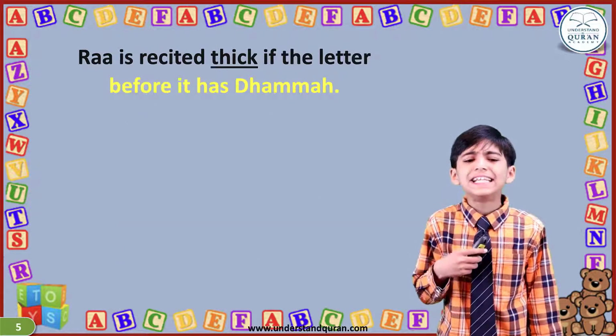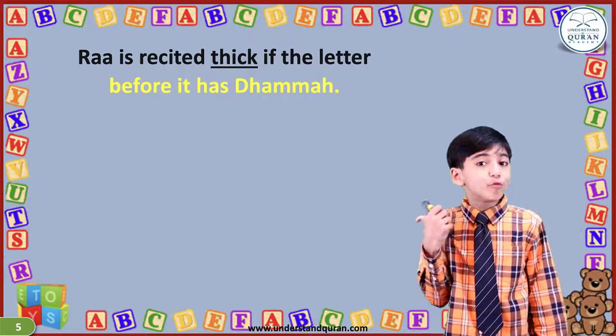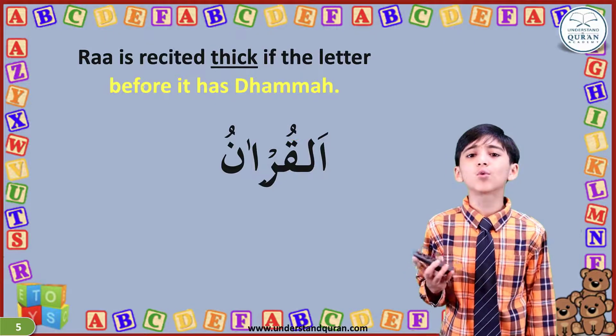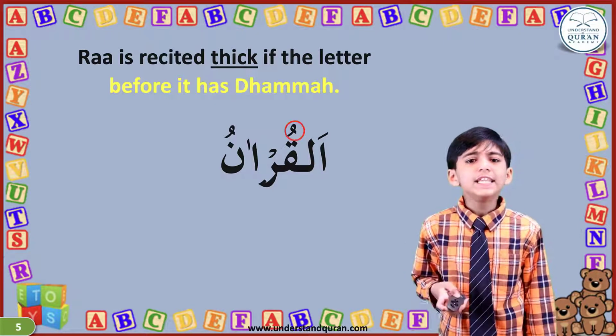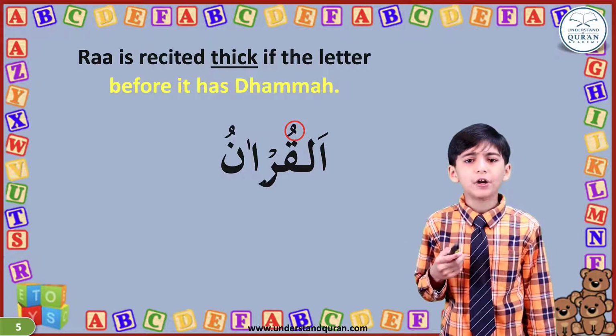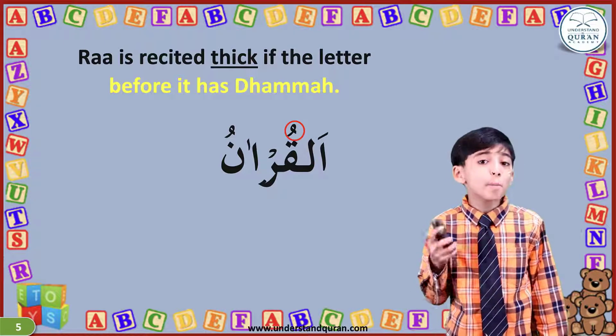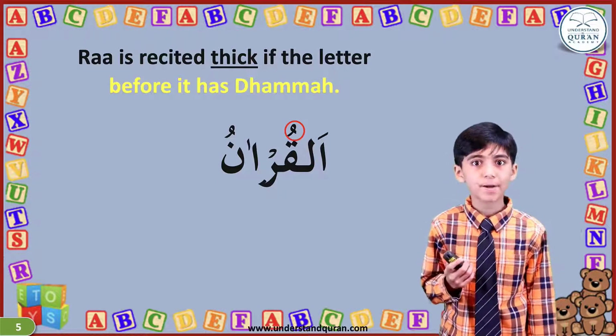Ra is recited thick if the letter before it has dhamma. Over here in Al-Qur'an, this qaf has dhamma on it, and after it is ra with sukun. That's why we must recite this ra thick.